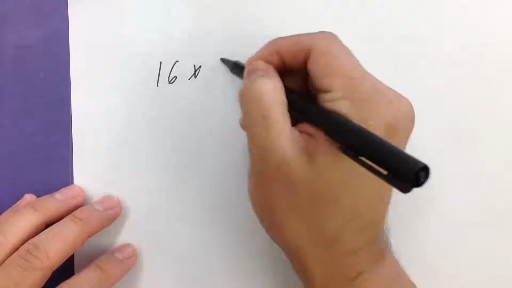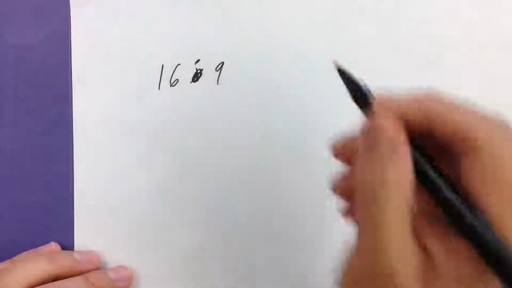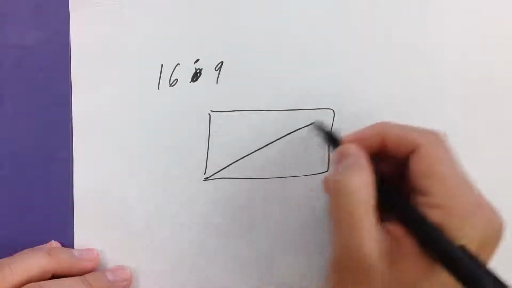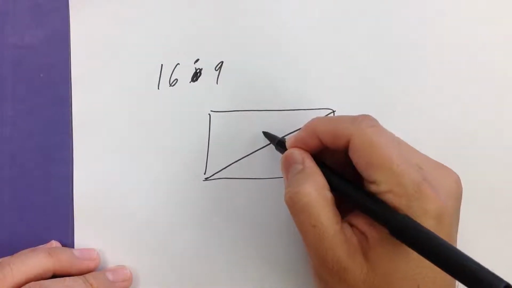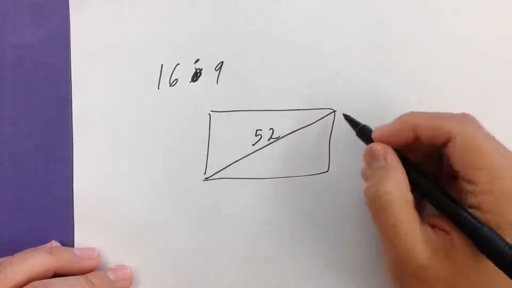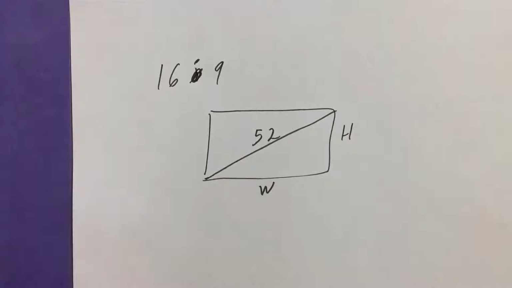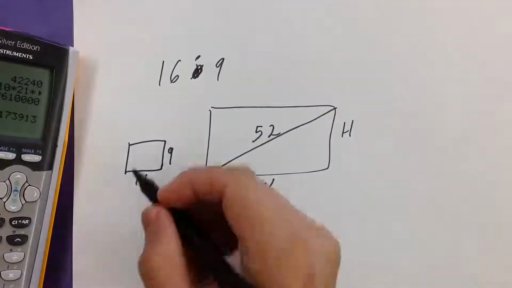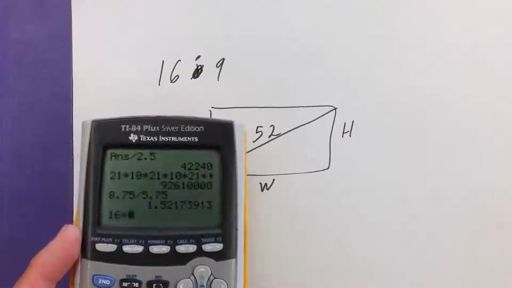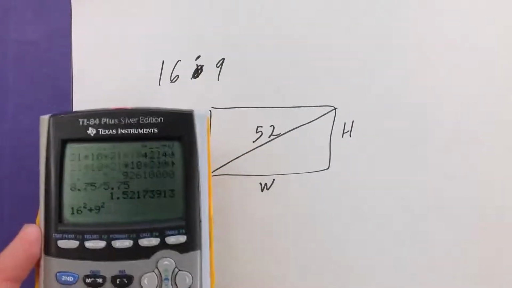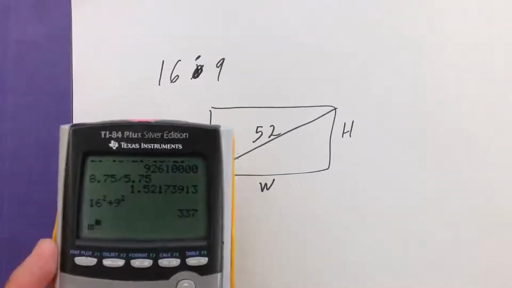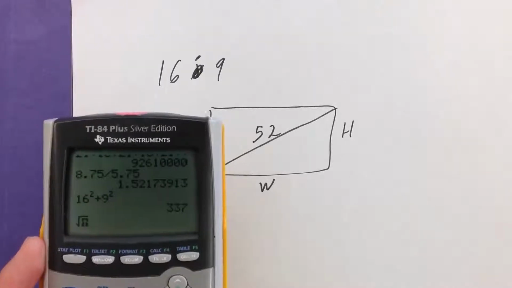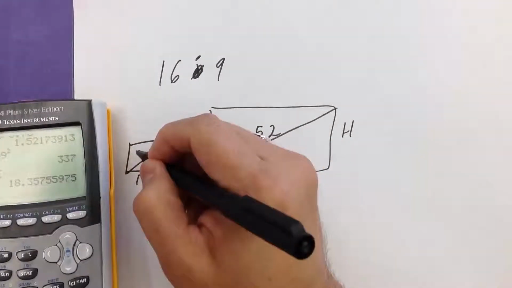Okay, another one we have is when we have the screens and we have the ratio given to us, 16 to 9. We're going to be looking for a set that has a diagonal of, let's just say, 52 inches. We're going to find out what the height is. We can also find out what the width is. So the diagonal for 16 to 9 is 16 squared plus 9 squared, that's 337. Take the square root of that answer. That gives us 18.4.